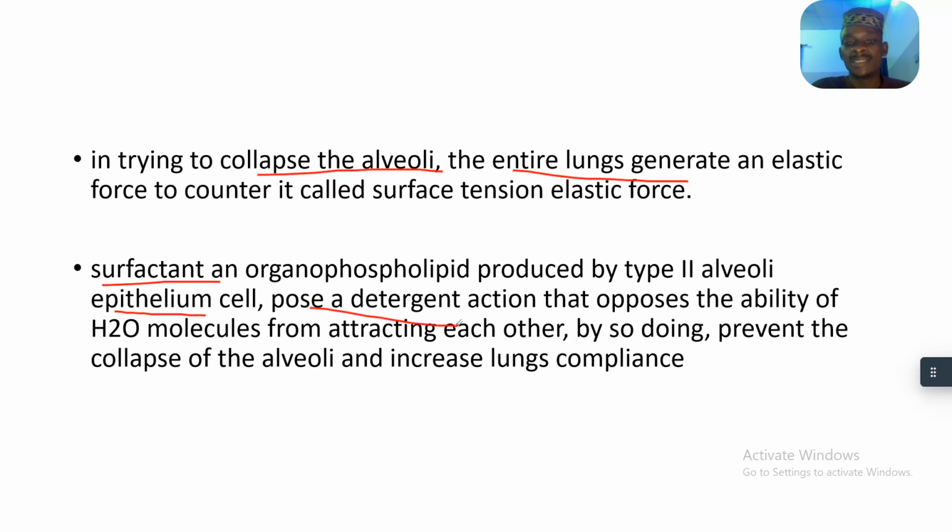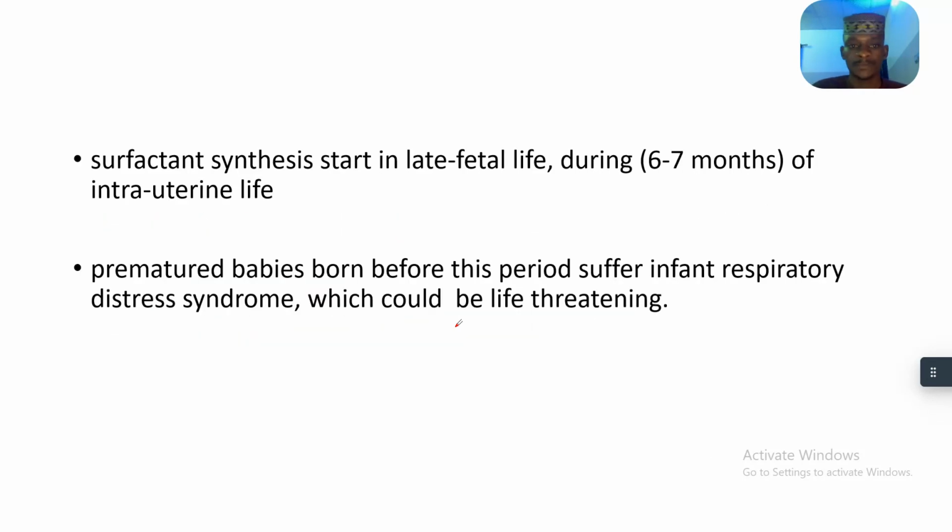Now, this possesses a detergent action that opposes the ability of the water molecules to attract each other. By so doing, it prevents alveolar collapse and increases lung compliance. So the surface tension can be countered by the surfactant effect and can also be countered by the elastic force that the lungs will generate to counter the surface tension.